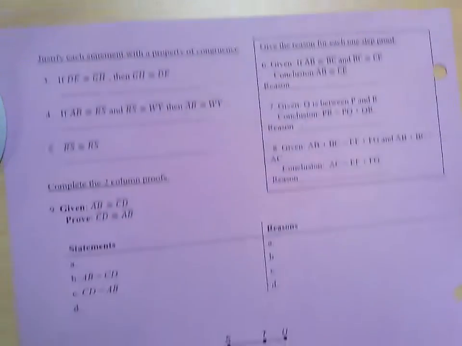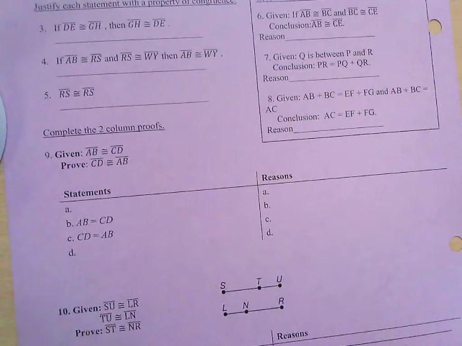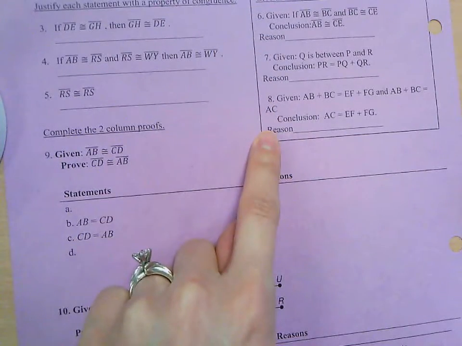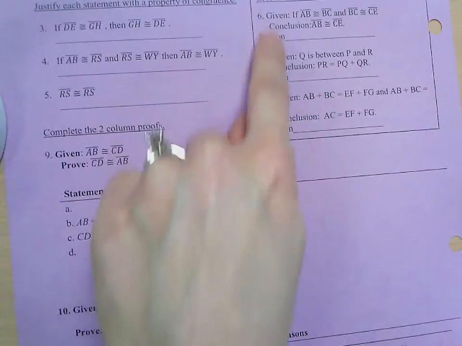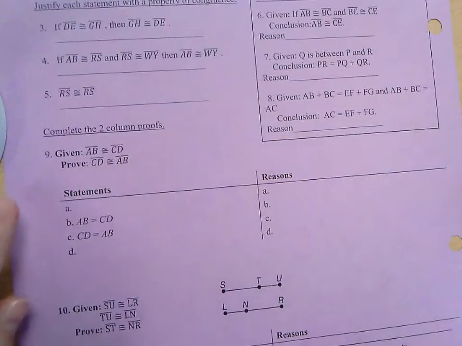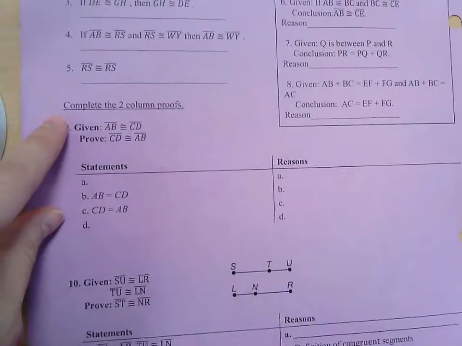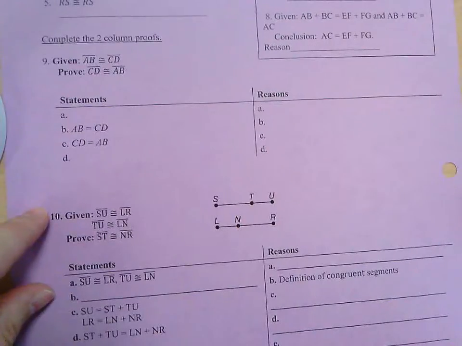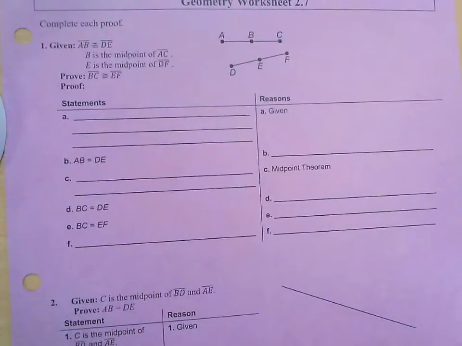On the back, 3, 4, 5, and then 6, 7, 8. These are like one-step proofs. You're just naming the properties. The proof for number 9, you'd have to draw your own picture, and then there is a picture given for 10. So that's in terms of pictures. But 1 already has a picture.